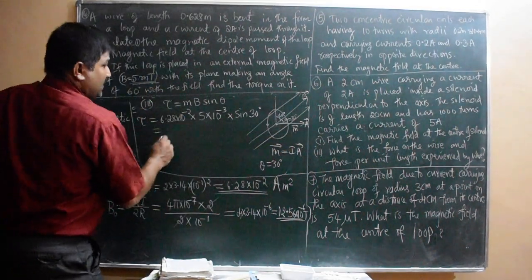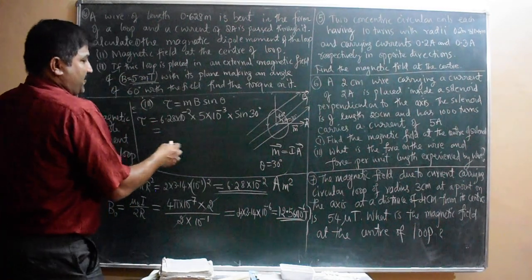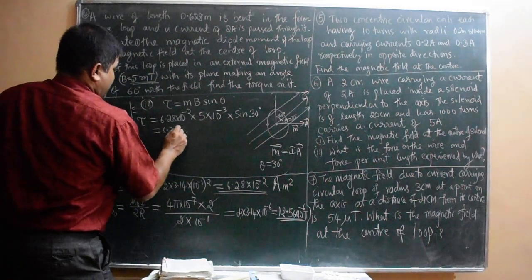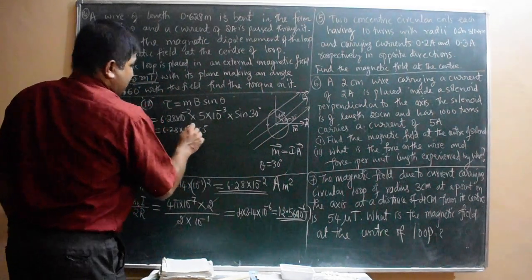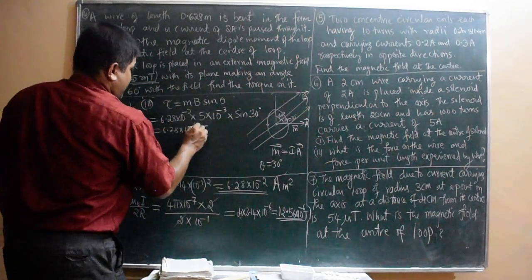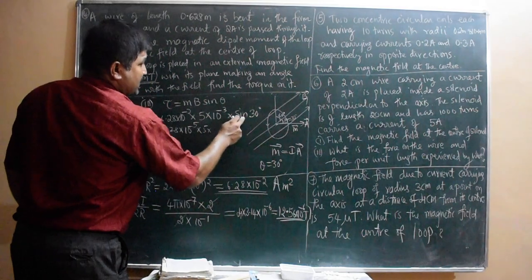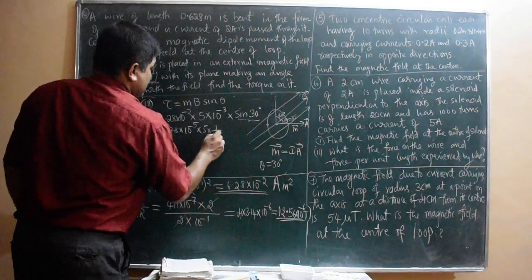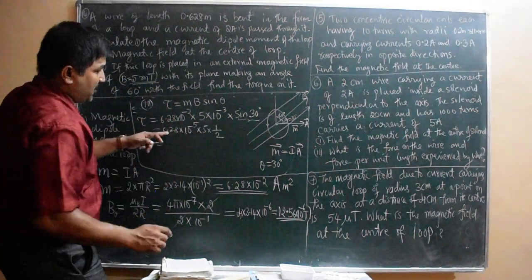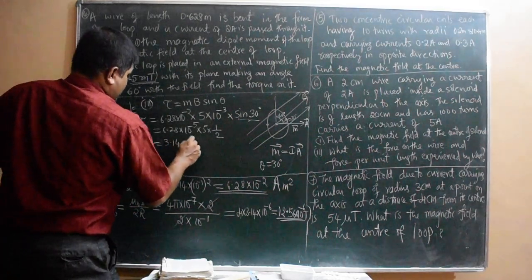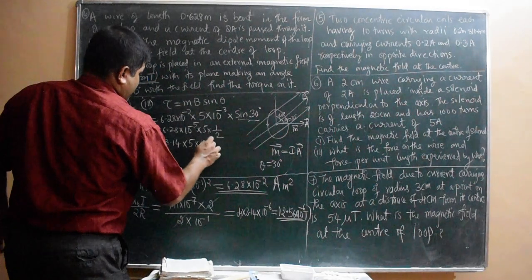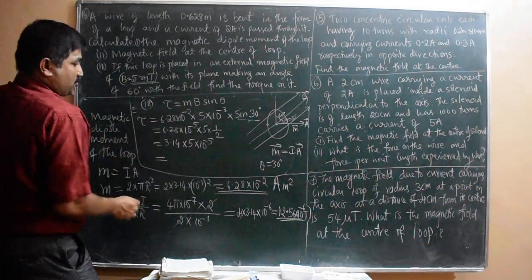So now substitute. Sin 30 is half anyway. 6.28 into 10 power minus 2 into, so 10 power minus 2 here, minus 3 here, minus 5. Sin 30 is half. Now when you divide this 6.28 by 2, 3.14 into 5 into 10 power minus 5. So now multiply these two. What happens?